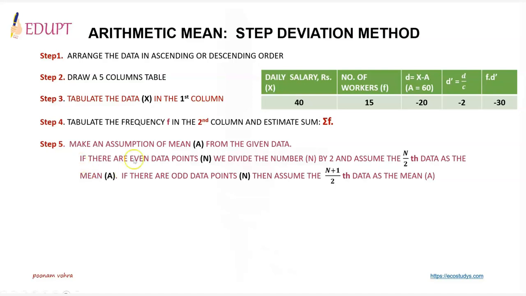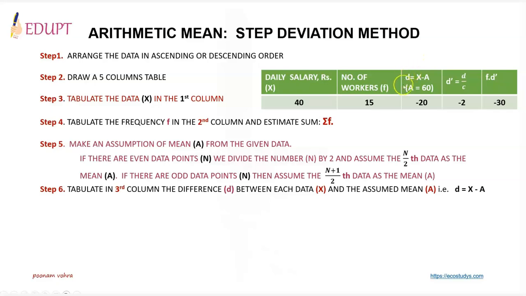Assumed mean can be found keeping in view the data available. If the data is in even numbers, then you need to apply n by 2 to find assumed mean. But if the data given is odd, then you need to apply n plus 1 by 2 to find the assumed mean. Then you need to find deviations as shown here, d, which is x minus a.